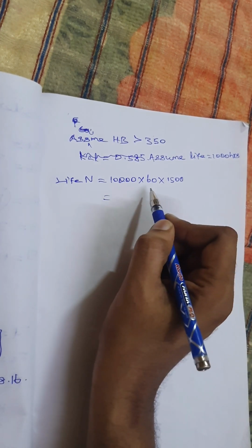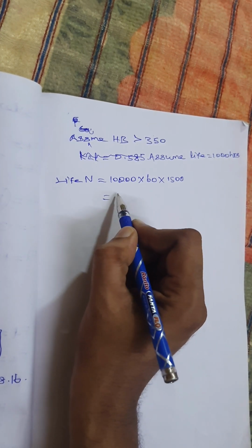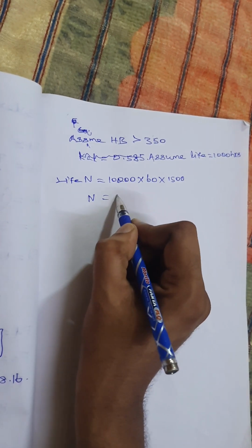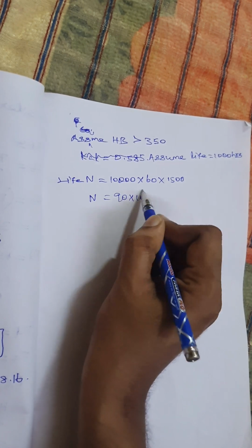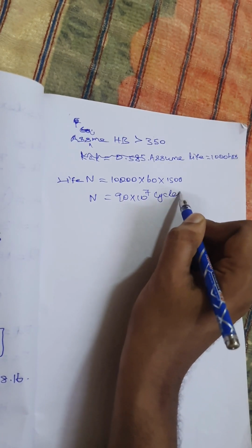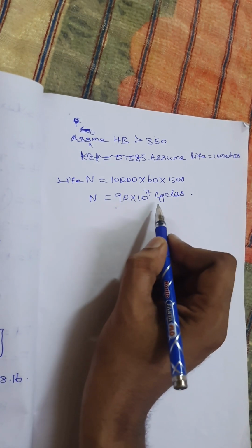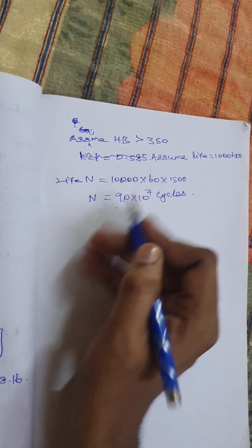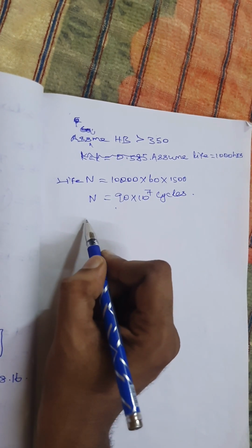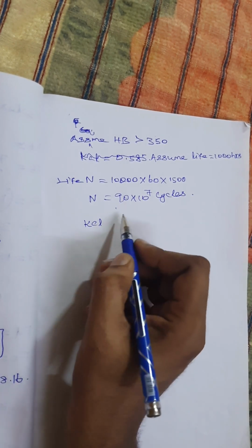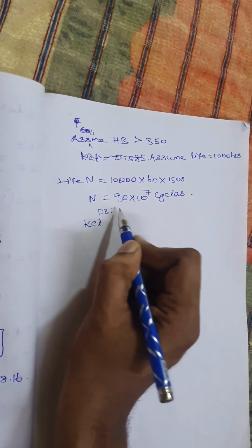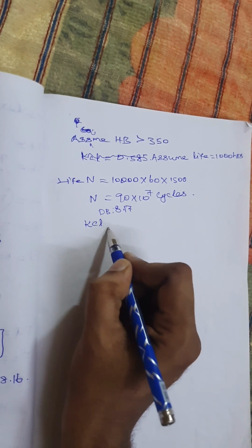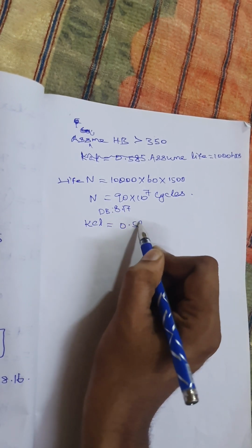So if we calculate these values using the calculator, then life n will be 90 into 10 to the power 7 cycles, which is greater than 20 into 10 to the power 7 cycles, and surface hardness is also greater than 350. So from the table for KCL, data book page number 8.17, we can find the value of KCL, that is equal to 0.585.